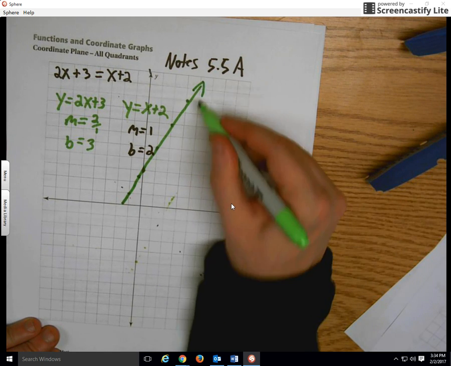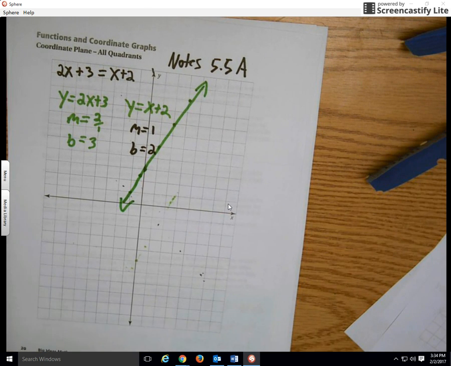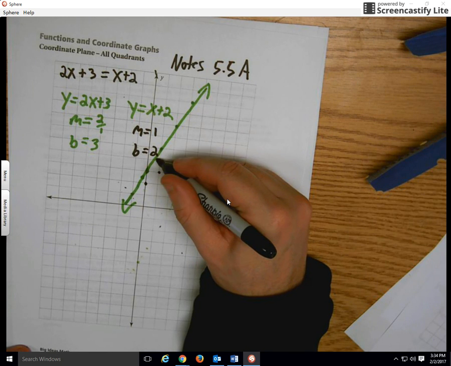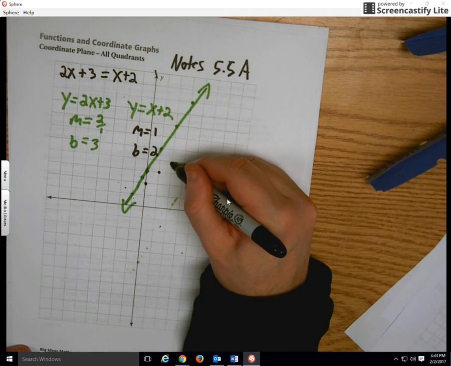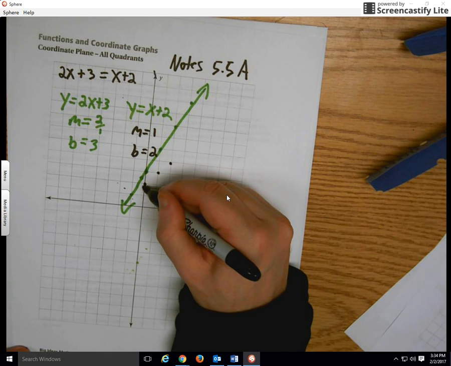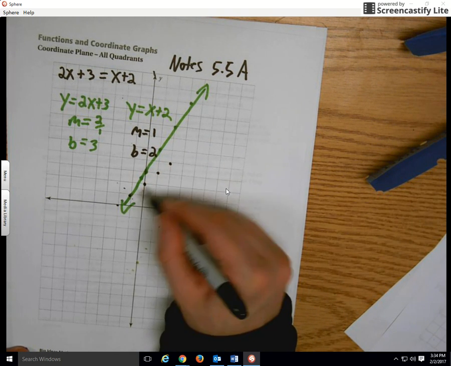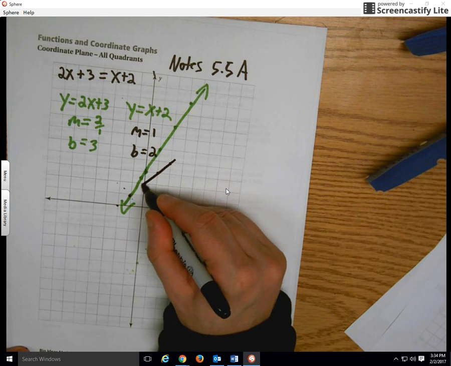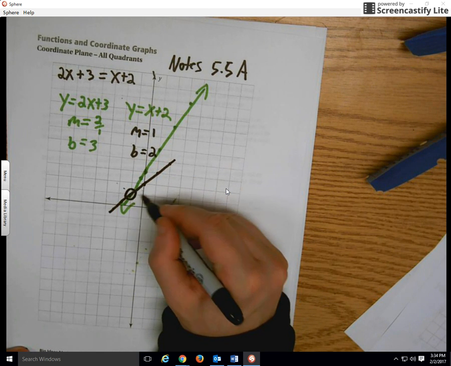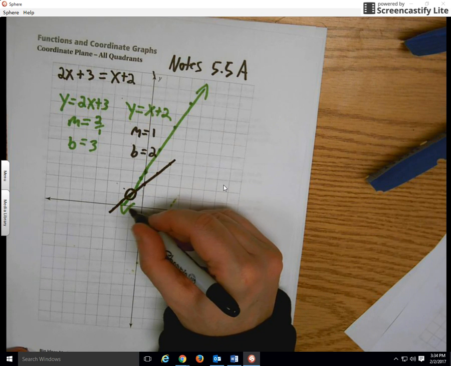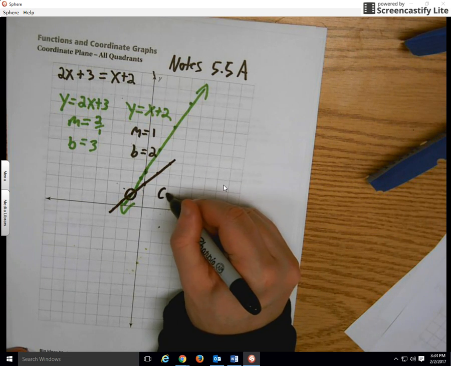Very good. There's our first line. Let's do our second one. B is 2, so we'll start at 2, and we'll rise 1 up 1, rise 1 up 1. Actually, let me go the other way, down 1 over 1, because I think that's where we connect. Down 1 over 1. So if we were to draw our line, oops, there's our intersection. There's the solution between them. In this one, x would be negative 1 and y would be positive 1.